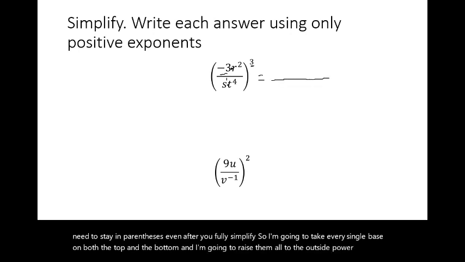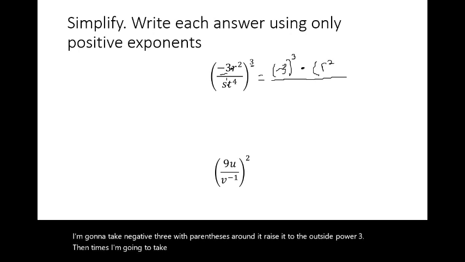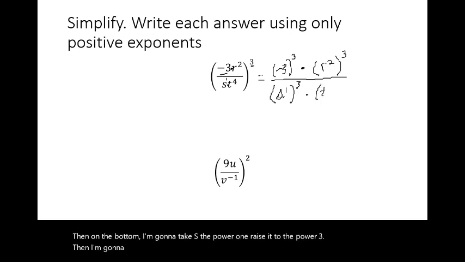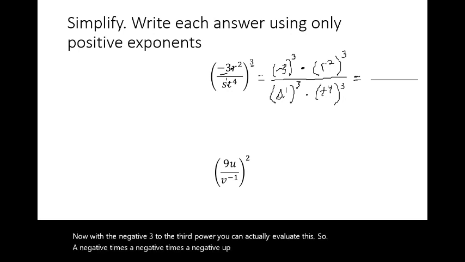So here we go. I'm going to take negative 3 with parentheses around it, raise it to the outside power 3. Then times, I'm going to take r squared with parentheses around it, raise it to the outside power 3. Then on the bottom, I'm going to take s to the power 1, raise it to the power 3. Then I'm going to take t to the 4th with parentheses around it and raise it to the outside power 3. Now with the negative 3 to the 3rd power, you can actually evaluate this. A negative times a negative times a negative, the product of an odd number of negatives, is negative. So negative 3 to the 3rd power is actually negative 27.